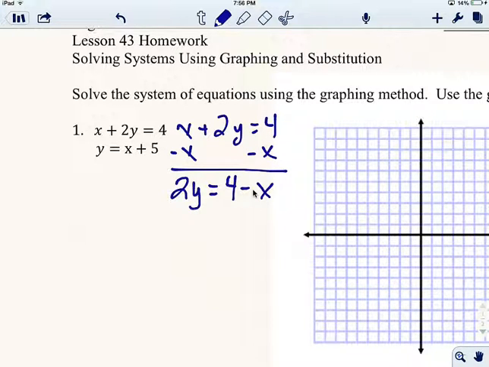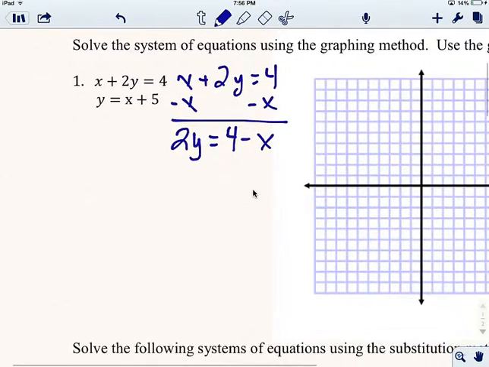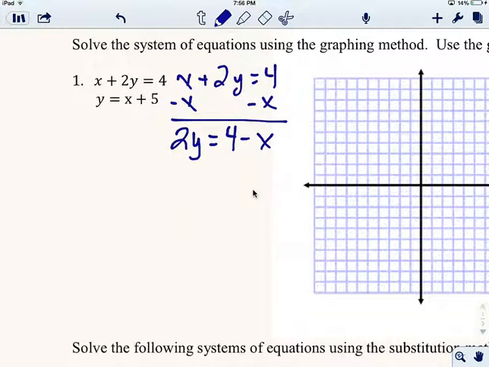Now, I'm not quite done yet because I've still got a 2 in front of the y. So to get rid of the 2, I'm going to divide everything now by 2. Okay, so that's going to cancel these 2's out. And that's going to leave me with y equals 4 divided by 2 makes 2. Okay, and then I've got this negative x over 2.